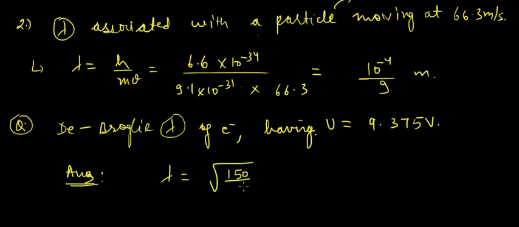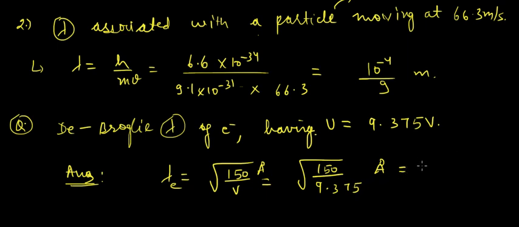Okay, so we know that we already have a shortcut for calculating the wavelength of an electron at a particular volt. So this is in angstrom, don't forget the unit. The potential difference is 9.375, so the wavelength should be 4 angstrom.